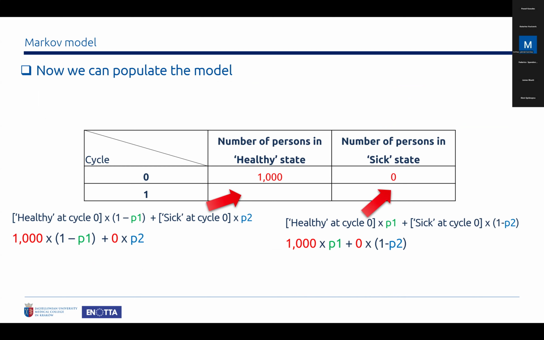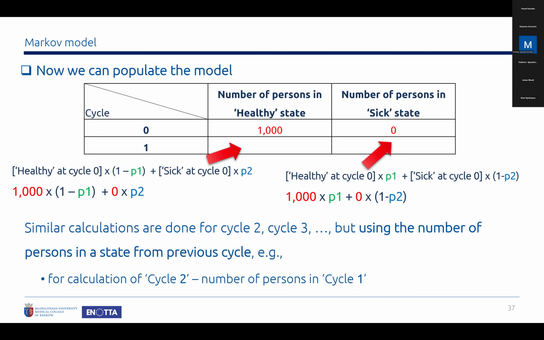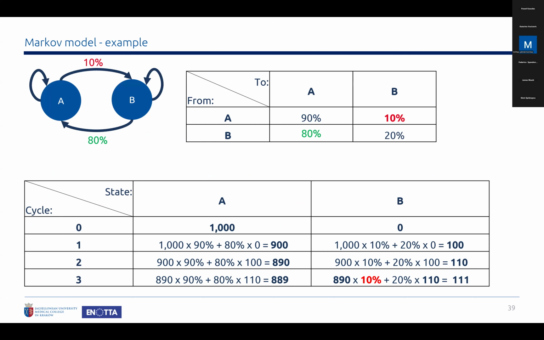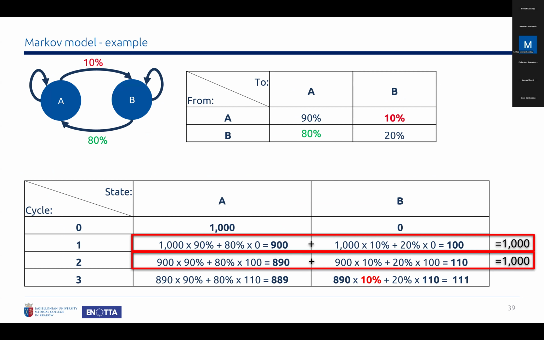And similar formulas can be used for subsequent cycles, and repeating this calculation over and over cycles gives us the fully populated Markov model, as in this example. And please note that at each cycle, the total number of people in all states adds up to the original group size.